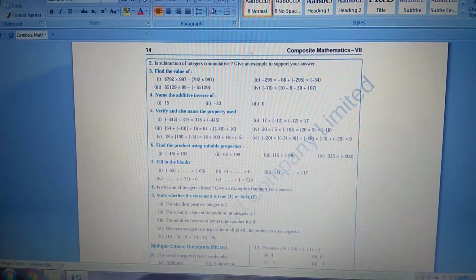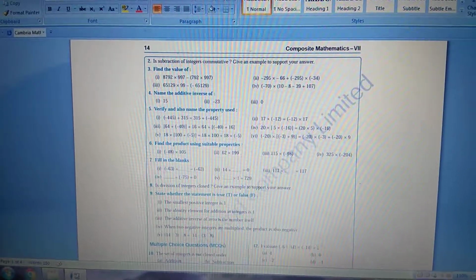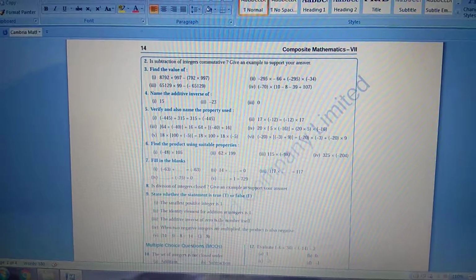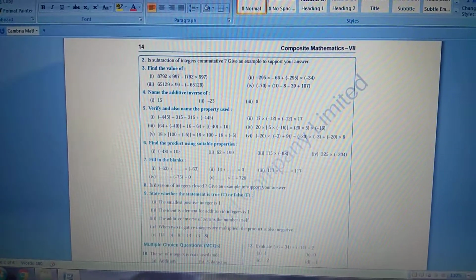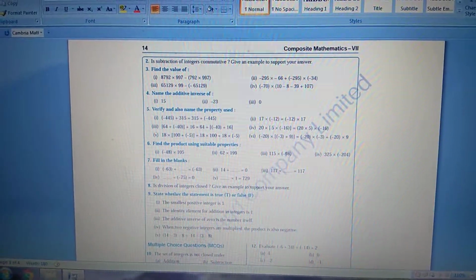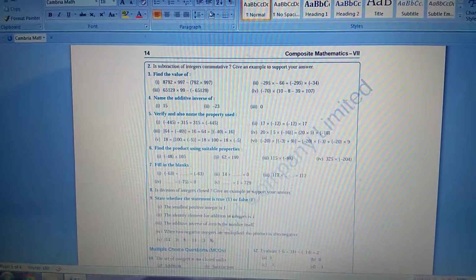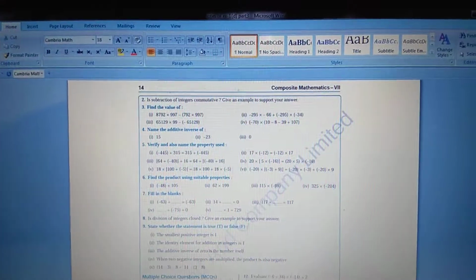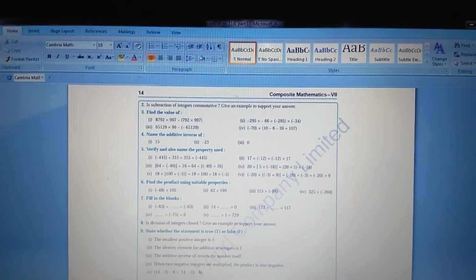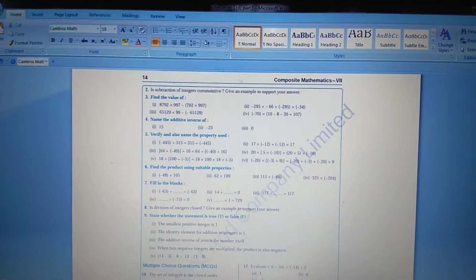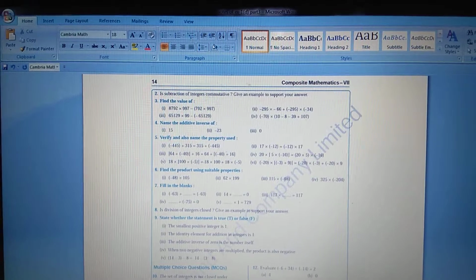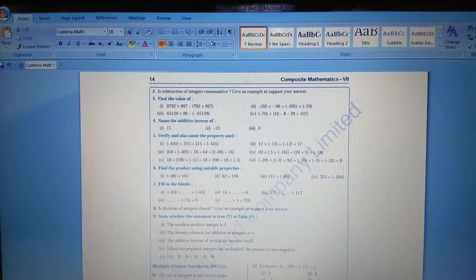In question number 4, it is told to find the additive inverse. While explaining the property, I have told you the meaning of additive inverse. Additive inverse means opposite. So here you need to find the opposite of the given numbers. For example, 15, whose opposite is minus 15. Like this, you need to find the additive inverse of the given numbers. So I hope question number 4 is clear to you all.